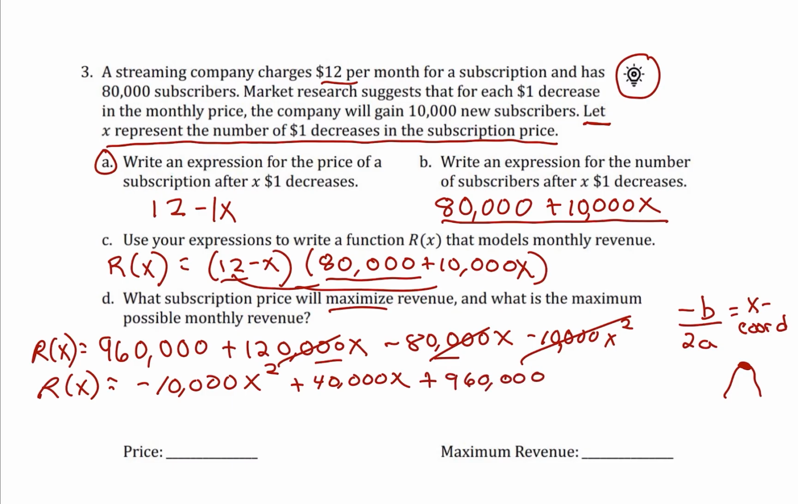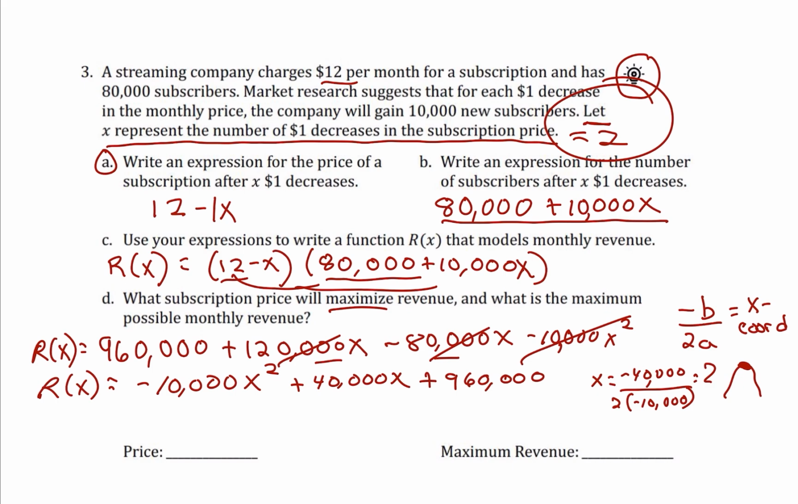Okay, so we're going to now use the fact that we know the x-coordinate of the vertex, which is going to be our price, or sorry, not our price, but the number of decreases in our price. So X is going to be equal to negative 40,000, because negative b over twice a. So it's going to be over 2 times negative 10,000. Okay, when we simplify that, we're going to get a positive 2. So we know that, just to remind you, the 2 in this case is equal to the number of price decreases.